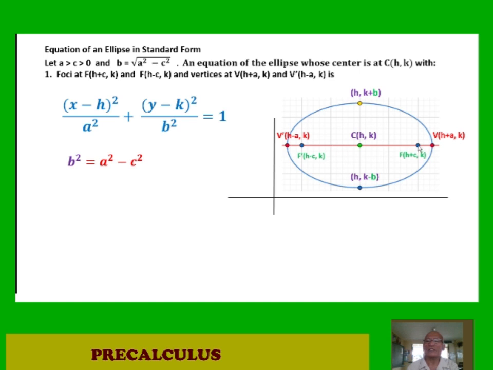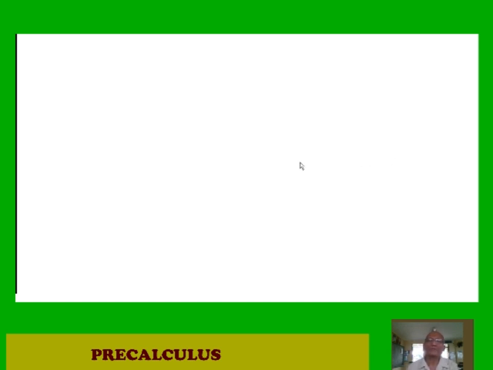The same y coordinate k. And the coordinate of this one is h plus a, because this distance is a. So (h plus a, k), the same y coordinate k. On the other side, h minus a, moving to the left. And moving up, since this is b, (h, k plus b), and down, minus b. So the major axis is horizontal.